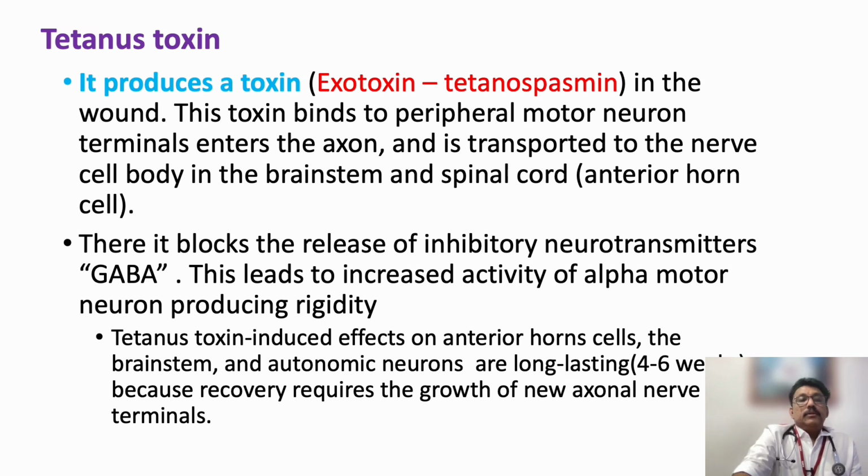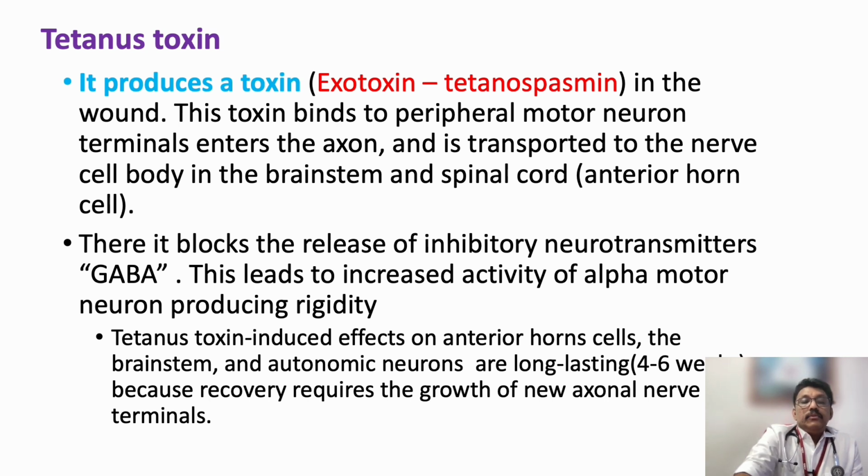When we discuss the tetanus toxin, it's an exotoxin, that is tetanospasmin, that is produced in the wound. This toxin binds to peripheral motor neuron terminals, enters the axon, and is transported to the nerve cell body in the brainstem and spinal cord. In the spinal cord, it specifically attacks the anterior horn cells. Here, it blocks the release of inhibitory neurotransmitters like GABA.